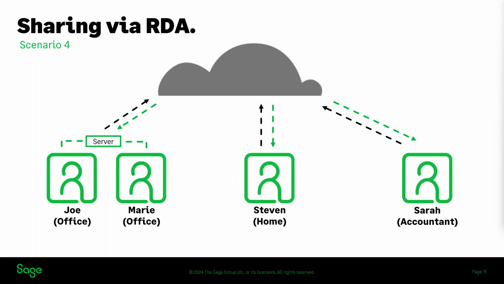Now, the last scenario I want to go through before we move into video demonstration is where we've got a server involved. So now you have Joe and Marie in the office, but they are networked by a server. So although they are two separate users using their own machines in the office, because they are working from the same data location, which is the server, they class as one site. And then you would have Stephen at home and then Sarah, the accountant, as another site.